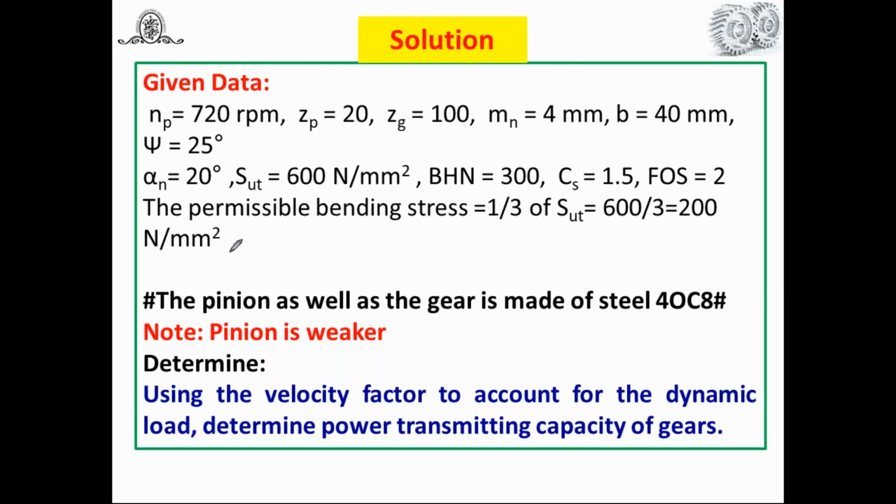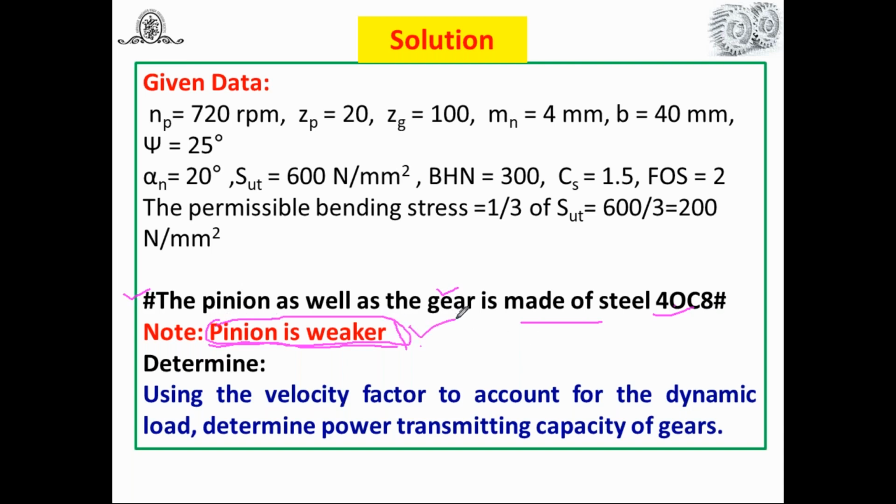Okay. After this, as mentioned while reading the problem statement, pinion as well as the gear are made of same material. This statement is very important. Always you have to take into account because it decides which one is weaker, whether pinion is weaker or gear is weaker. And why is this statement important? Based on that, you are going to decide whether to design pinion first or gear first. But here, made up of same material, pinion is always weaker. That's why you have to design pinion first.